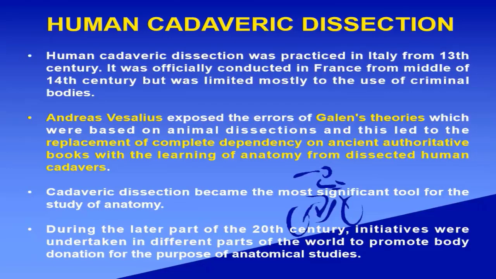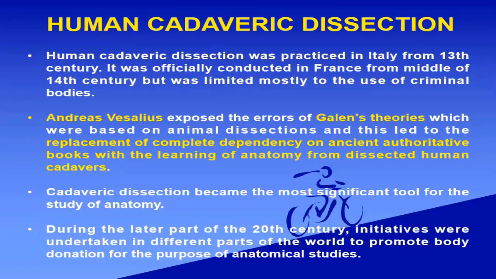Cadaveric dissection was practiced in Italy from the 13th century. It was officially conducted in France from the middle of the 14th century, but was limited mostly to the use of criminal bodies. Andreas Vesalius exposed the errors of Galen's theories, which were based on animal dissections, and this led to the replacement of complete dependency on ancient authoritative books with the learning of anatomy from dissected human cadavers. It was a landmark in the study of human anatomy. Cadaveric dissection became the most significant tool for the study of anatomy from that point.